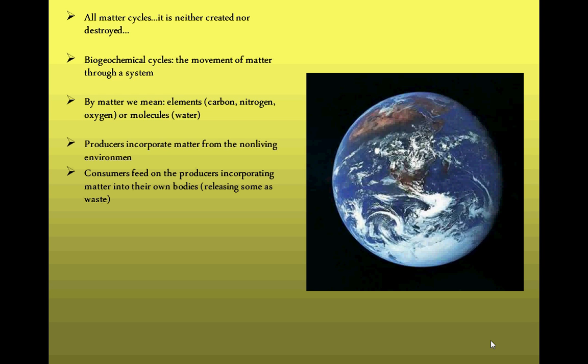You know that, hopefully, producers make their own food from the sun, and then consumers feed on those producers and use that for energy, and then get rid of waste too. And eventually, obviously, those die, and decomposers can break them down back into the soil again.